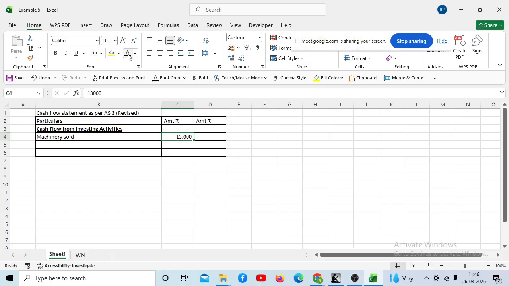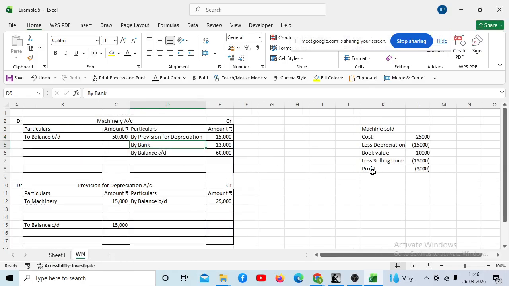Shall I proceed further? Yes. Now we will come to the entry of this profit. Now see, don't think of this from the point of view of profit. Think of it from the asset point of view, right? Because we are passing the entry in the machinery account. Now tell me, profit means what? The value of the asset is increased or decreased?